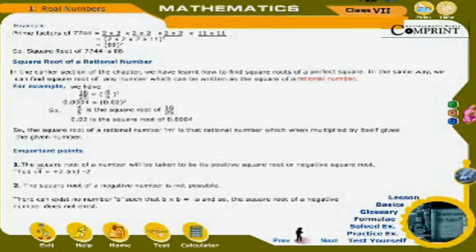Important points. 1. The square root of a number will be taken to be its positive square root or negative square root. Thus, under root 4 is equal to plus 2 and minus 2. 2. The square root of a negative number is not possible. There can exist no number b such that b into b is equal to minus a, and so the square root of a negative number does not exist.